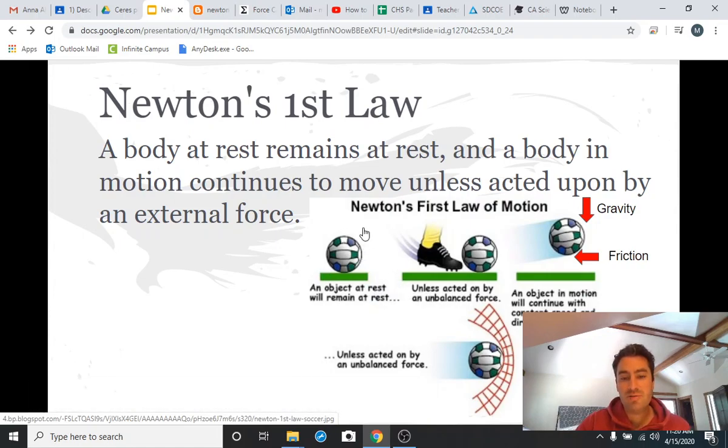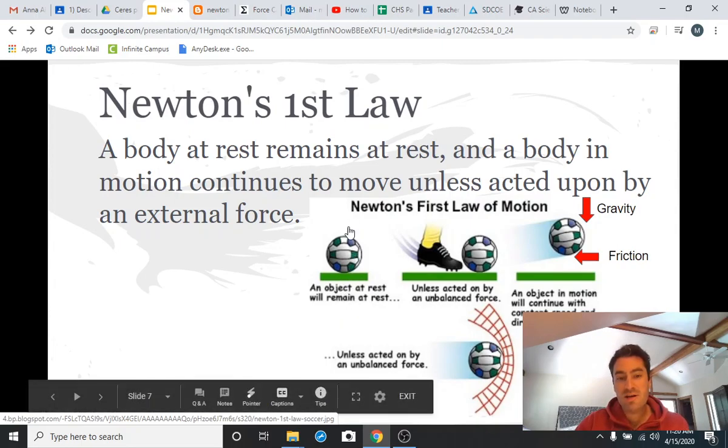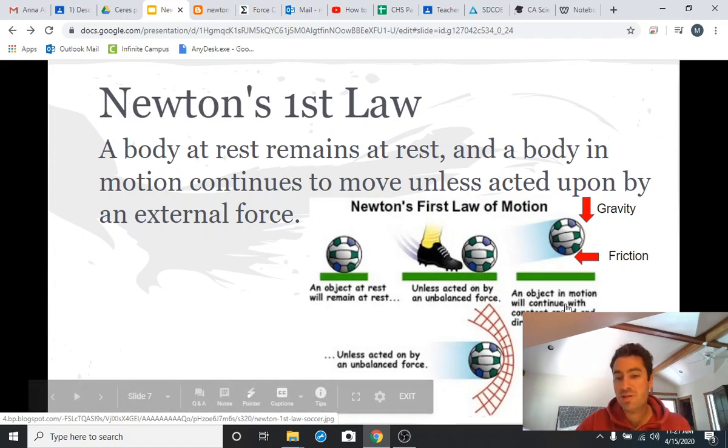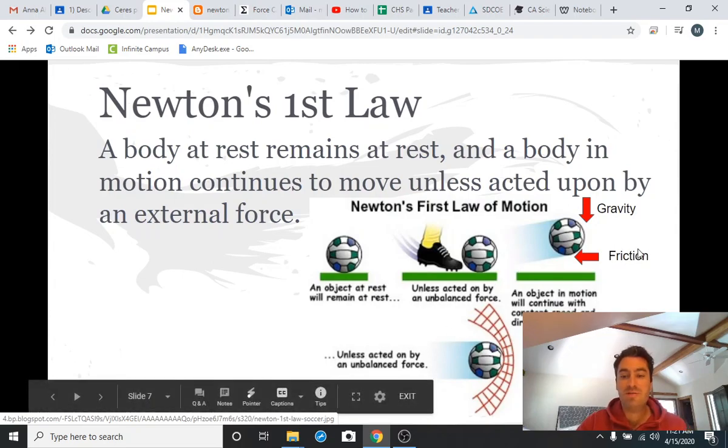An object at rest will remain at rest, like the ball sitting on the field. It's not going to go anywhere. The normal force is acting on it, gravity's acting on it. It has forces acting on it, but it's just sitting there until another outside force acts upon it, which in this case is the foot. So the foot kicks it, acts upon it, the object's in motion, and continues at that constant speed and direction until something else acts upon it.